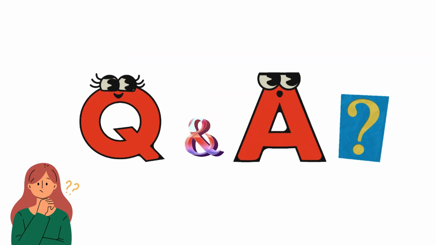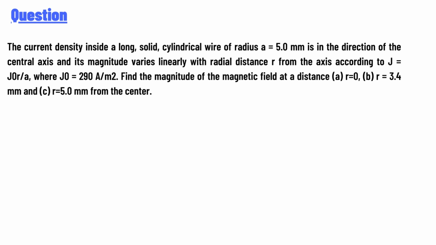So our today's question is: The current density inside a long solid cylinder of radius a is in the direction of the central axis and its magnitude varies linearly with radial distance r out from the axis according to J = J0 r/a, where J0 is equal to 290 A/m².